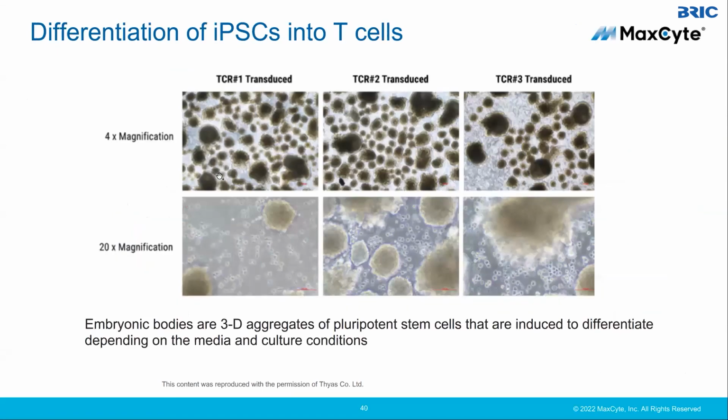So using these cells, they found that the ability to differentiate into hematopoietic progenitor cells, and this is what different TCRs transduced into the iPS cells, was not affected. So electroporation did not affect their ability to be differentiated into hematopoietic progenitor cells and subsequently T cells.